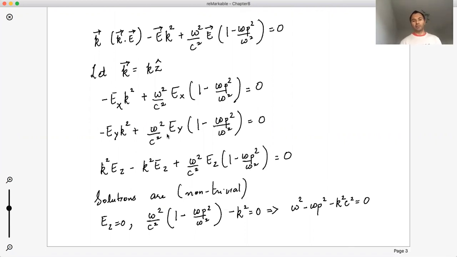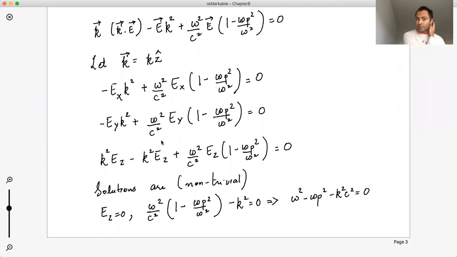So x and y component, the equations look exactly the same. So what are the non-trivial solutions? By non-trivial, I mean you can always put Ex equal to Ey equal to Ez equal to 0, and then it'll satisfy the equation, but that's not what we're interested in. So the non-trivial solutions would be, one solution would be to set Ez equal to 0. That means this equation is satisfied. And now to satisfy these two equations, all you have to do is to take the coefficient of Ex and set that to 0, right?